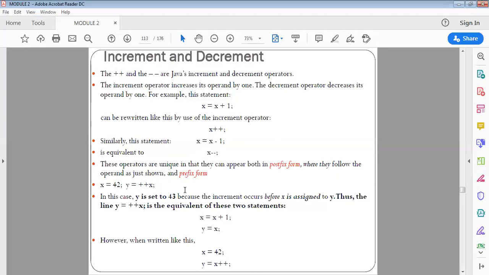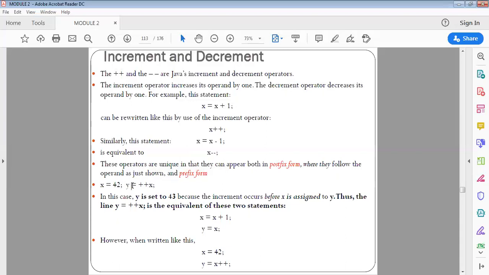If the operator is before the operand, it is called a prefix. Suppose you keep in your mind x = 42, y = ++x. What will be the output of x and y after this statement? As we have two operators, one is equals, the other is plus plus. So which should be evaluated first? The increment operator is evaluated first, and then the assignment operator.